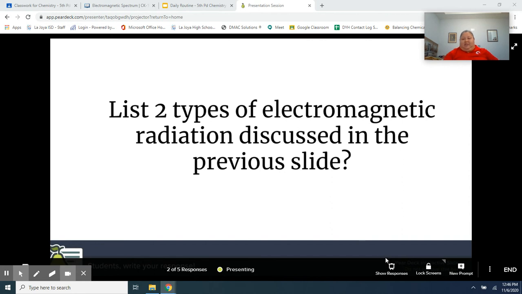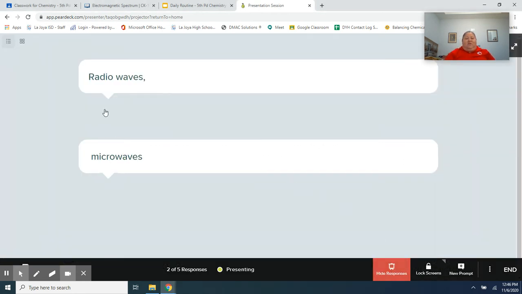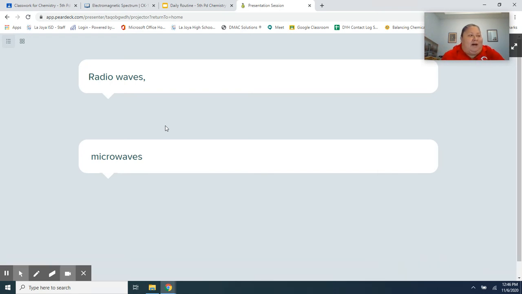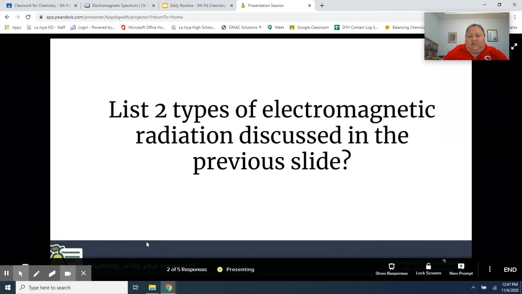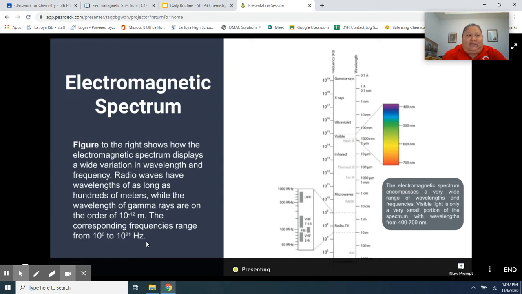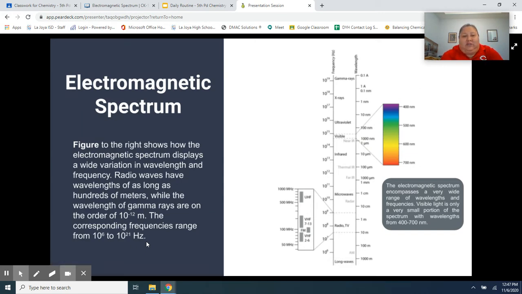All right, we got two responses. Let's see what they put. Radio waves and microwaves. Yes, that's the less dangerous part of the spectrum. Very good. What type of waves come out of those nuclear bombs? Anybody remember what type of energy was dropped on Hiroshima? Nobody remembers that one? Gamma rays. Gamma rays are the dangerous stuff.